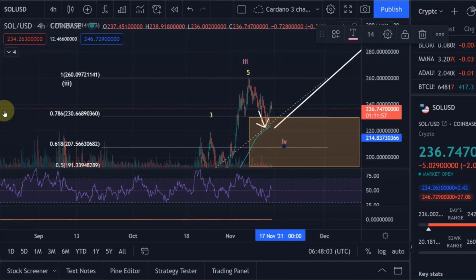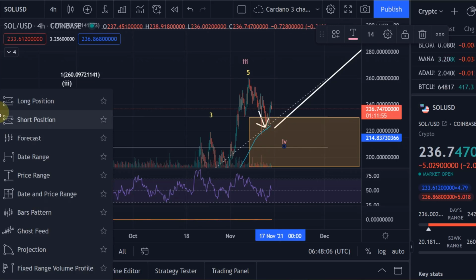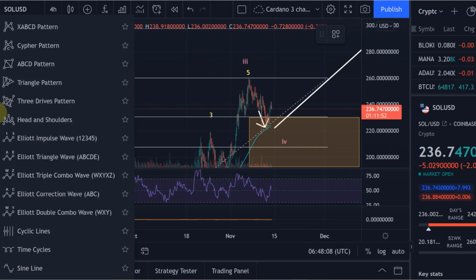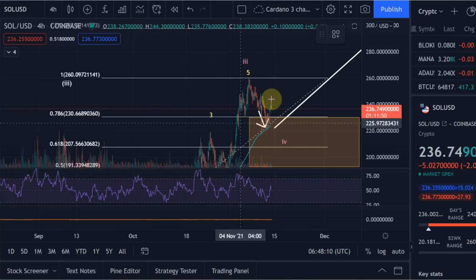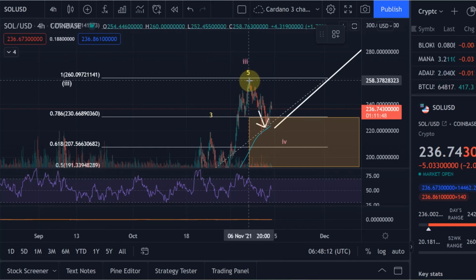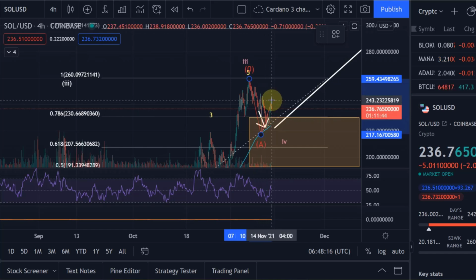So if we look at the yellow ones here, the ABC correction is over. The 1, 2, 3, 4, 5 wave is over, indicating there could now be an ABC correction. That could be something like up here where the wave 5 ended. That could be the beginning of a wave A. Yeah, you could have something like a B and come down once more in a C.